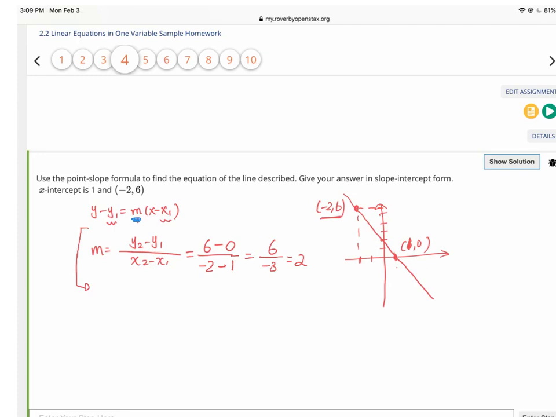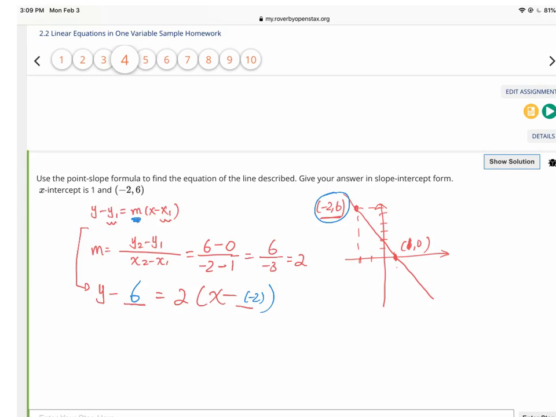All we need now is just y minus y1. So pick a point, either point will work, equals the slope times x minus the x coordinate of the point that you pick. So if you pick this point, then you should fill in y minus 0 equals -2 times x minus 1, because those are the coordinates. However, if you pick this point, then you're going to say y minus 6 equals -2 times x minus -2. So either way, you will get the correct answer.